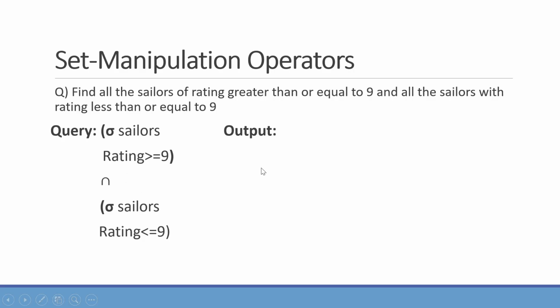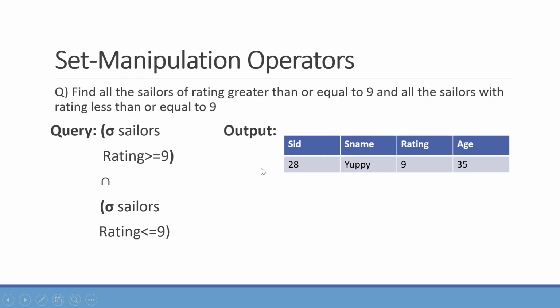So you get an output with SID, SName, rating, age, as they mentioned, and all the sailors with rating less than or equal to 9. Here itself it tells that we should use the intersection operator. So we get an output SID, SName, rating, age, with SName UP of SID 28 with rating 9 and age 35.